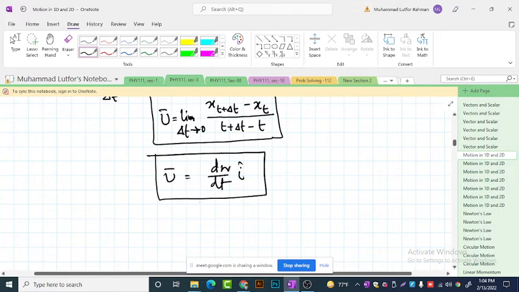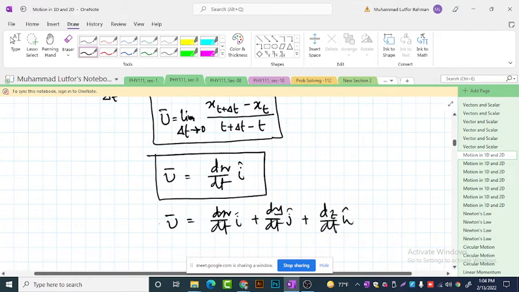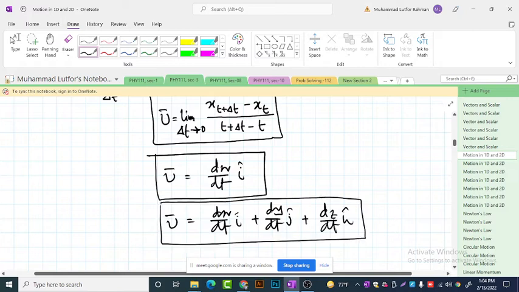If it is two-dimensional, we'll write v equals dx over dt times i hat plus dy over dt times j hat. If it is three-dimensional, I'll write dz over dt in k hat. So that would be the instantaneous velocity in the three-dimensional case. You can find it using that one.